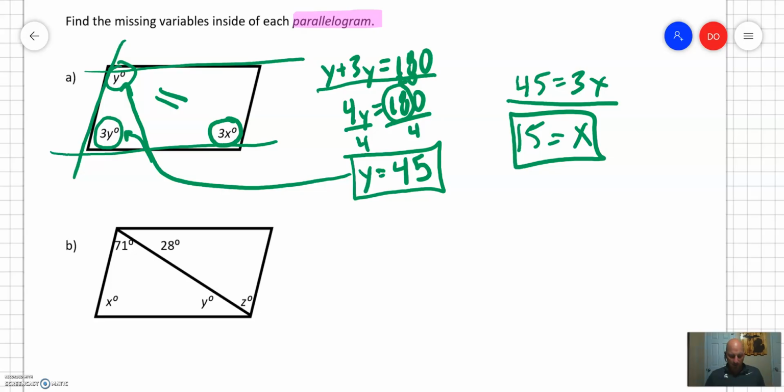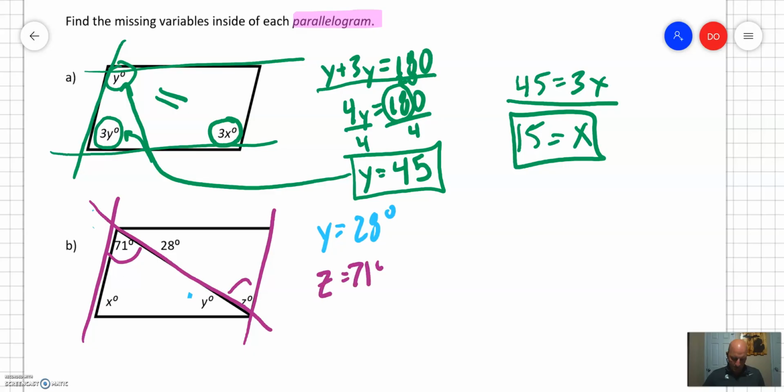Okay, let's move to the second parallelogram. Now we just have angles. So this is where your ability to see parallel lines being cut by a transversal is pretty imperative. So the angle that 28 degrees is measured is alternate interior with the y variable. So y is also going to be 28 degrees. Let's draw 2 more parallel lines here. Remember, opposite sides inside of a parallelogram are parallel. So that means that 71 and z are also a pair of alternate interior angles. So z is going to be 71 degrees.